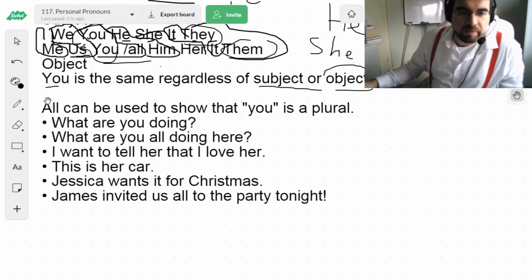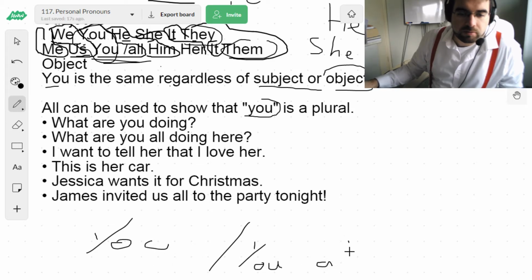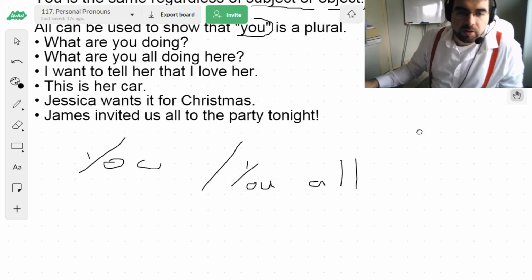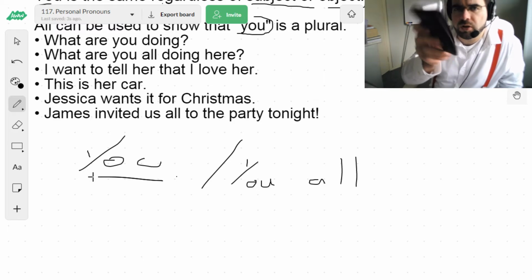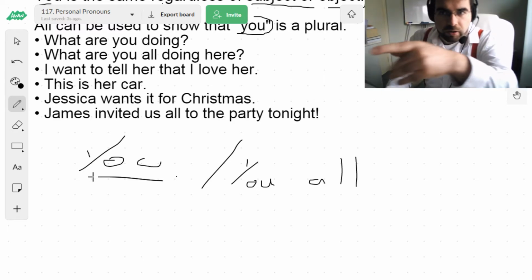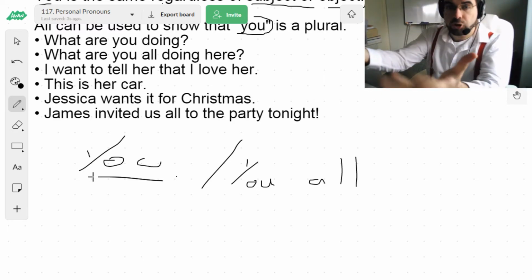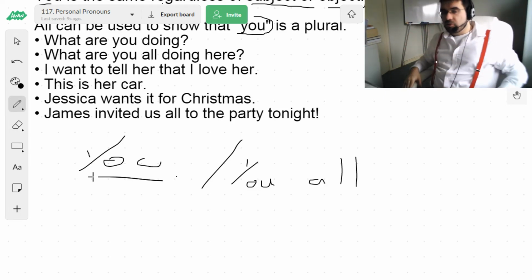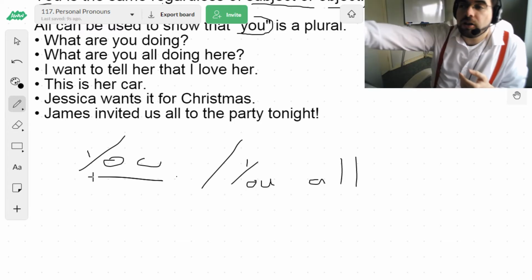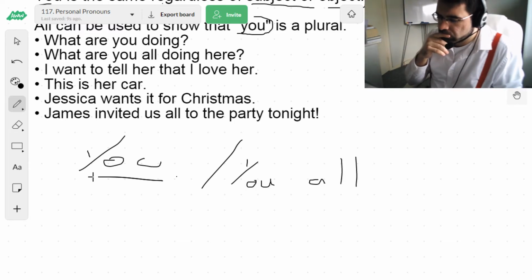But all can be used to show that you is plural. Like here, you all. You or you all. We can use it rather interchangeably. Do you want this wallet? Are you all coming with me to Africa? To China? To America? Are you all coming with me?